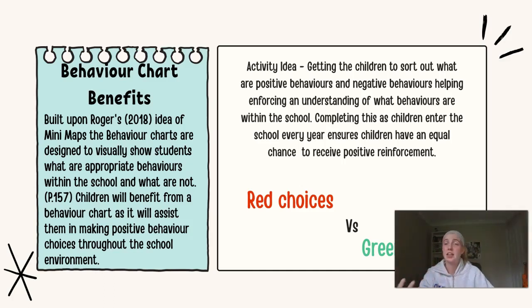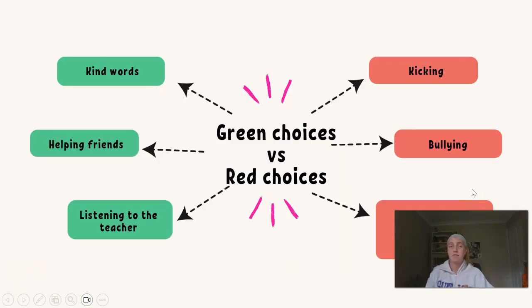An activity idea that I've come up with is getting our students to sort positive and negative behaviours, and I've chosen to do red choices and green choices. Red choices are negative and green choices are positive. That way they're aware of what the red choices and the green choices are. As I've created an example here, you can have them stuck around the room, and you can either have the pictures or the words like I have on my screen, and the kids will put on the side whether it's a green choice or a red choice. So making sure they're aware of the negative behaviours and how they can change those negative behaviours.